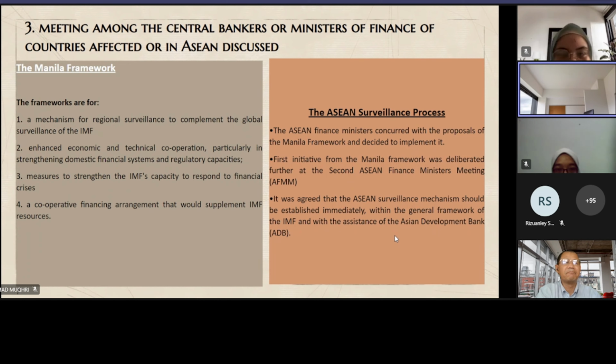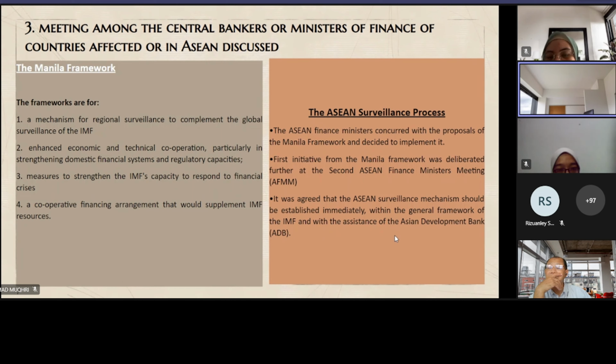The framework is for, first, a mechanism for regional surveillance to complement the global surveillance of the IMF. Second, enhanced economic and technical cooperation, particularly in strengthening domestic financial systems and regulatory capacities. Third, measures to strengthen the IMF's capacity to respond to financial crises. And last but not least, a cooperative financing arrangement that will supplement IMF resources. The deputies also agreed to explore ways to supplement IMF and other international financial institution resources through a cooperative financing arrangement in the region.